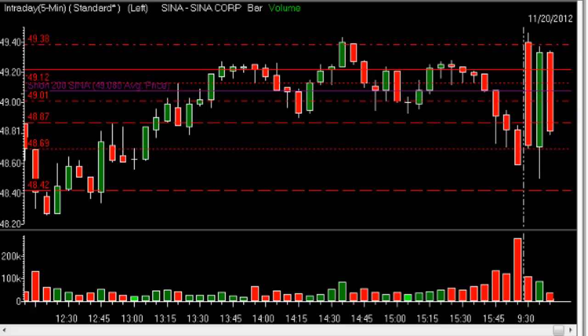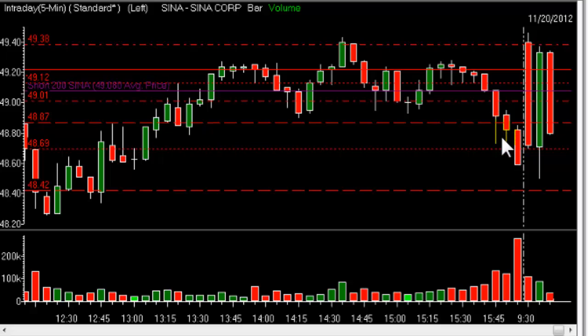Now, since we have this overlap between entries, what I like to do is say that if we get an extension, I will definitely stay with the position. So if we get down to 48.69 and price continues moving, I'll definitely try to target that 48.42 level.